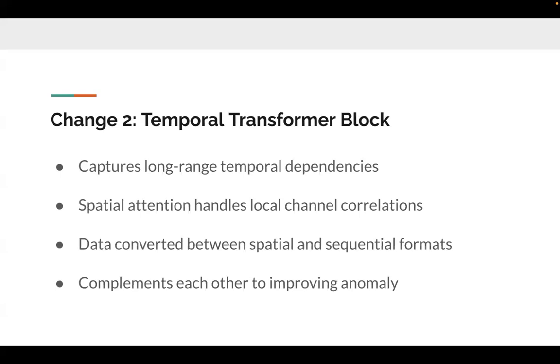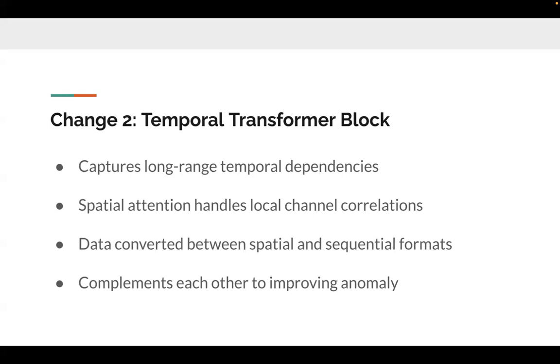The second change was a temporal transformer block. It captures relationships across extended periods in the time series data, and the existing spatial attention, which was in their implementation, is used to target local relationships between different channels. To implement this, we converted from a spatial grid into a time sequence, and after temporal processing, the data is returned to its original spatial format for further processing. By having both, the model gains a more comprehensive view of the data and understands what an anomaly would look like.